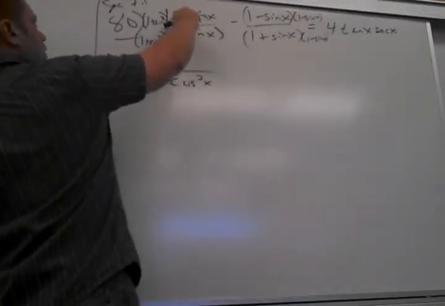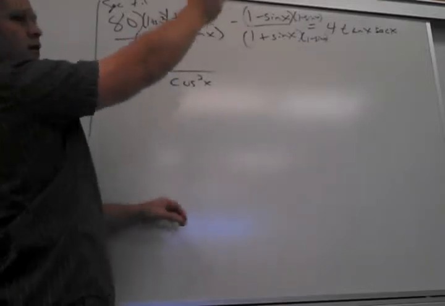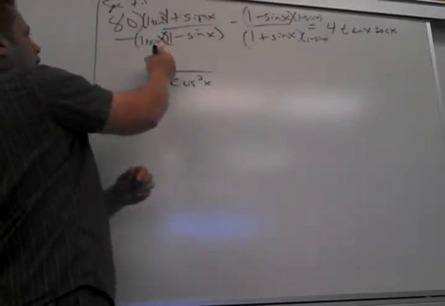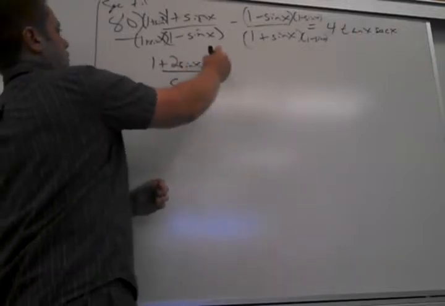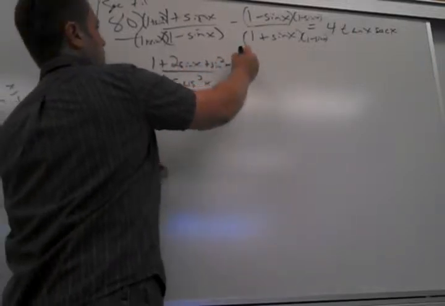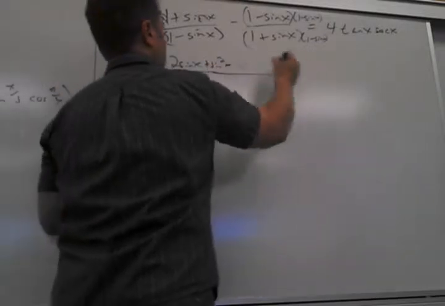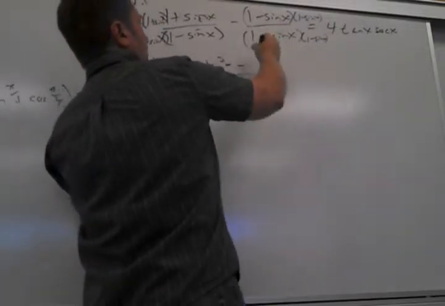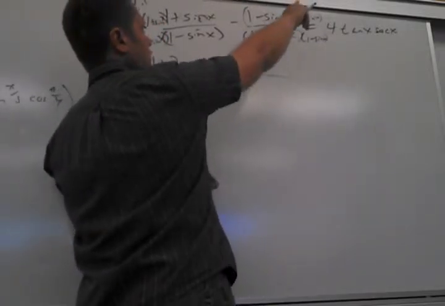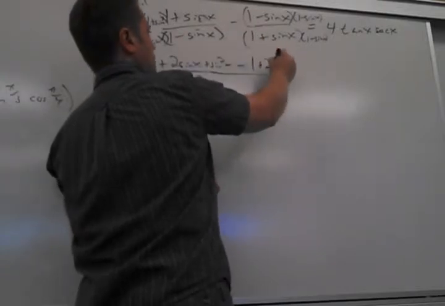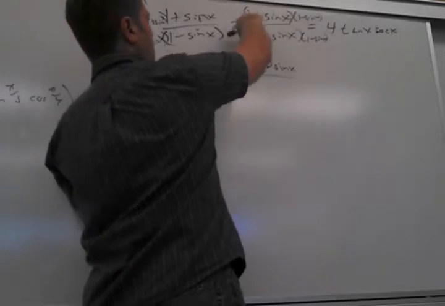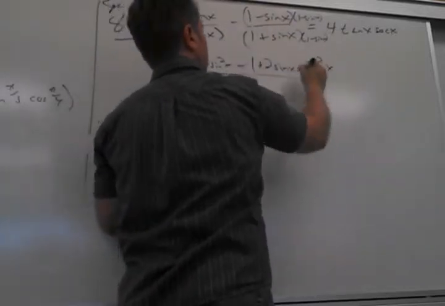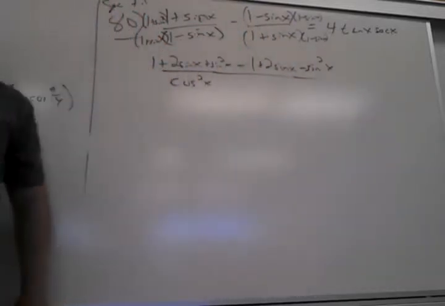And on top I'll get some stuff that's going to cancel, thankfully. 1 plus 2 sine x plus sine squared, plus sine squared minus 1, minus 2 sine x, minus sine squared x. Good. So that's just foiling and being careful with the negative there, right? Is that cool?